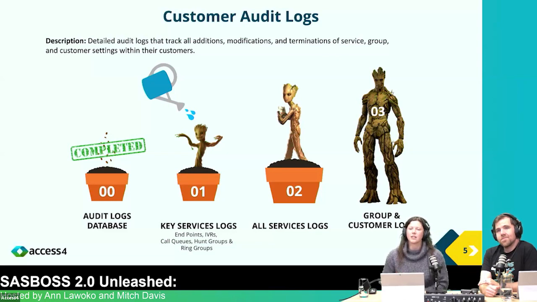Number 2 is all the rest of the services, so SIP and everything else. And then number 3, when you get the full size group, it's the customer level logs and group level logs. So that's things like changing the name, changing a contact, changing address, things that happen at the group level, not necessarily the services underneath it, because obviously they're covered in previous releases.